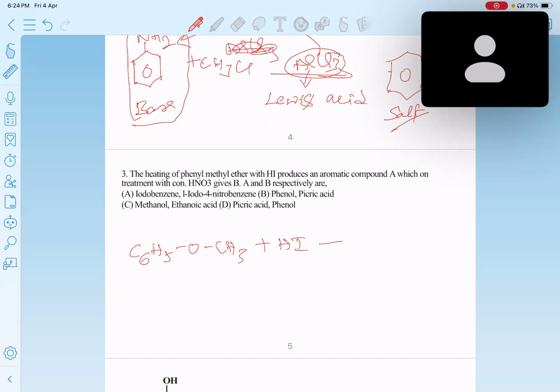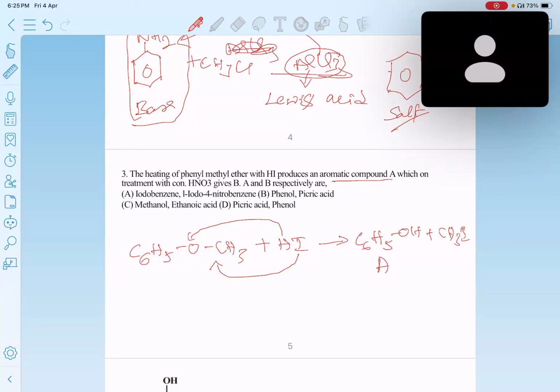two types of products are formed here. One of the products is aromatic compound A. Here, hydrogen is attached to the oxygen atom, and iodide ion is attached to the methyl group. So then the product is phenol, C6H5OH. Aromatic compound A here is phenol. Another product is methyl iodide.